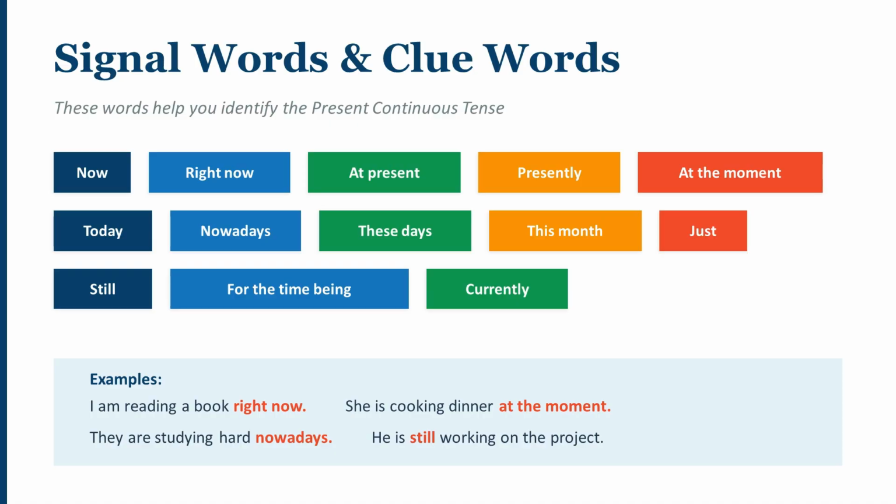Now, how do you know when to use the present continuous tense? There are some signal words, or clue words, that help you identify this tense. These words include now, right now, at present, presently, at the moment, today, nowadays, these days, this month, just, still, for the time being, and currently. When you see any of these words in a sentence, it is a strong hint that the present continuous tense should be used. For example, I am reading a book right now. She is cooking dinner at the moment. They are studying hard nowadays. He is still working on the project. Notice the signal words in each of these sentences.